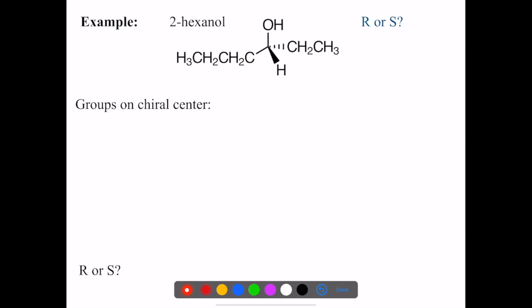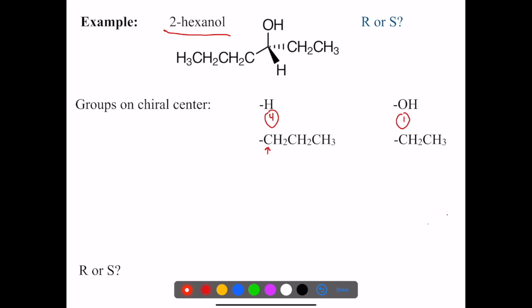So for example, here we have 2-hexanol. Is this R or S? Well, what are our groups on here? Hydrogen and oxygen. These two are clearly low priority and high priority. But the other two groups, carbon and carbon, that's a tie.